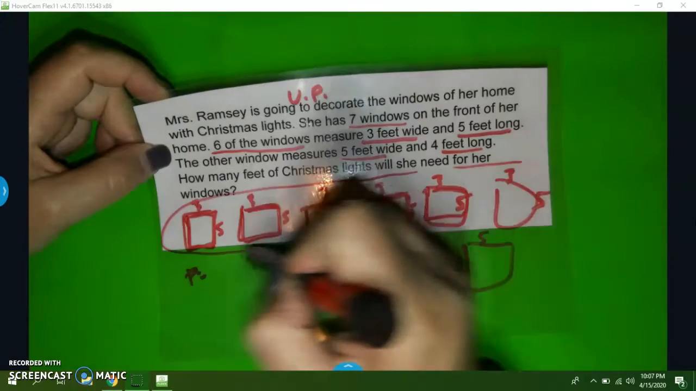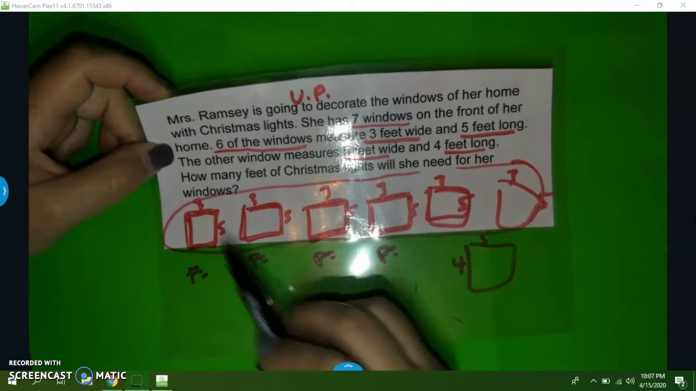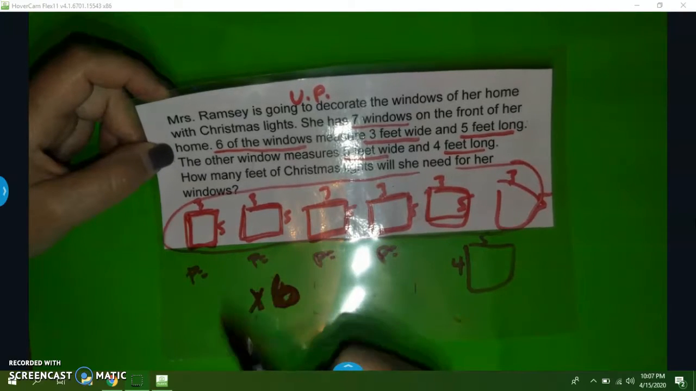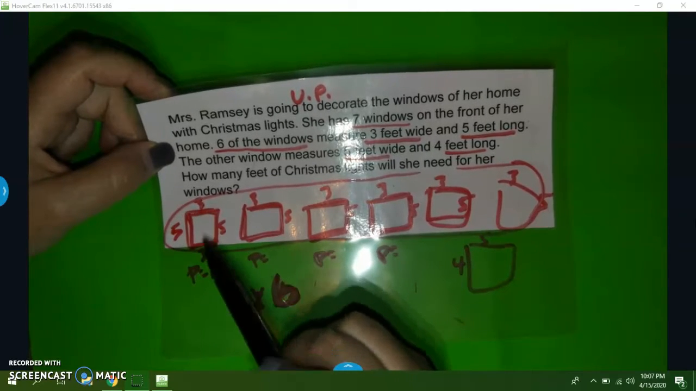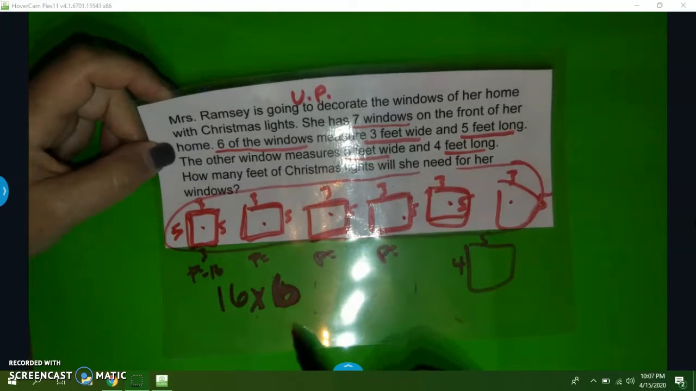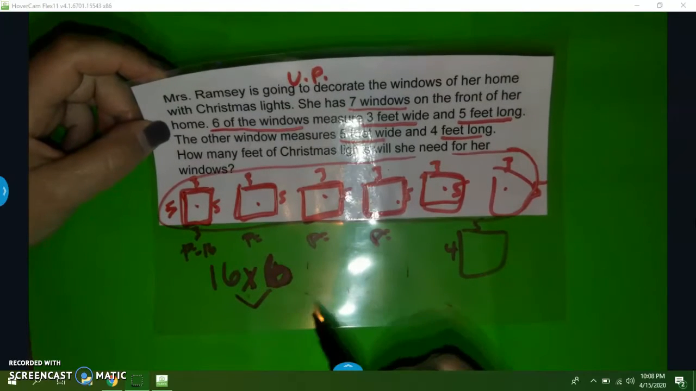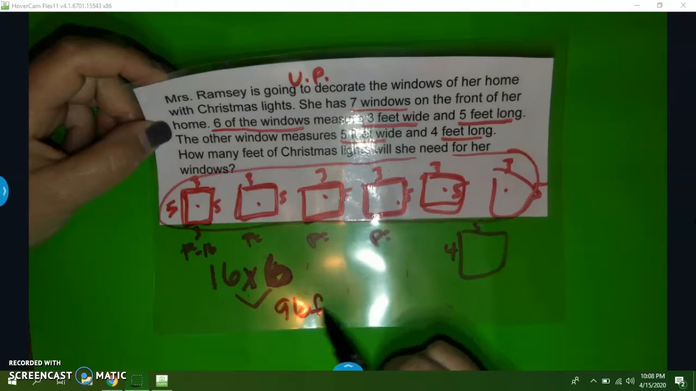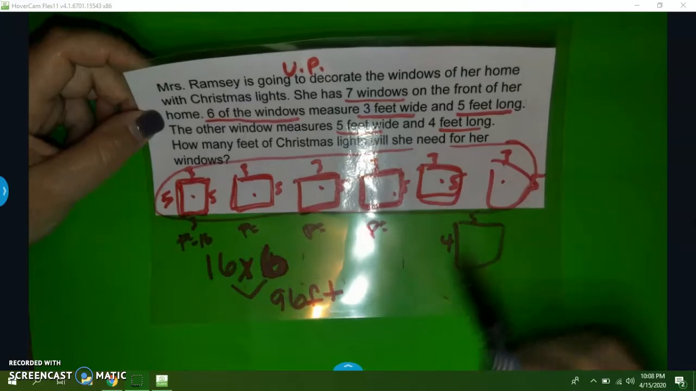Now, 6 of them are going to be the same. So technically, a lot of you will probably be able to calculate the perimeter of 1 and then times that by 6 windows. So if I calculate the perimeter, 5 plus 5 plus 3 plus 3, every one of these windows has a perimeter of 16. Okay, so that is going to give me a total of, again, you can type this in your calculator, 96 feet of Christmas lights, I believe. Please check me with a calculator if I'm wrong.